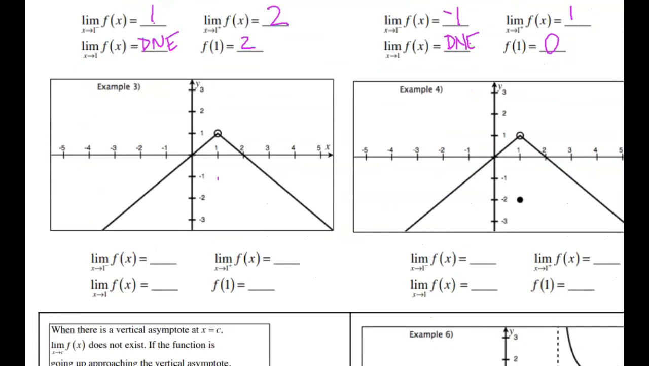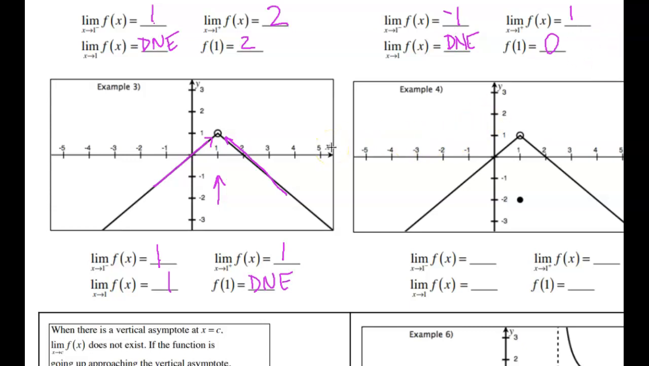The limit, here's our target, as x approaches 1 from below. Well, that's going to y equals 1, and 1 from above, y equals 1. Since my two y values agree, we're going to say the limit as x approaches 1 is 1. And the function value at 1, that is an open circle. That's just the way the program draws the graph. So we're going to say it does not exist. There's an open hole.